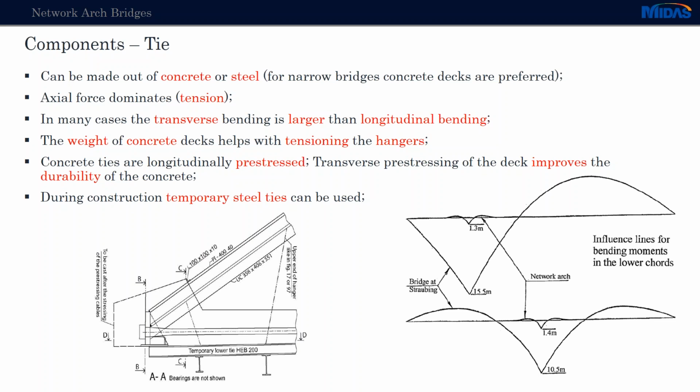Pre-stress is used longitudinally, and for ties where the lower beam and the deck are built together, transverse pre-stress is generally used as well, because with this type of bridge, the transverse bending can be larger than the longitudinal one in the tie.